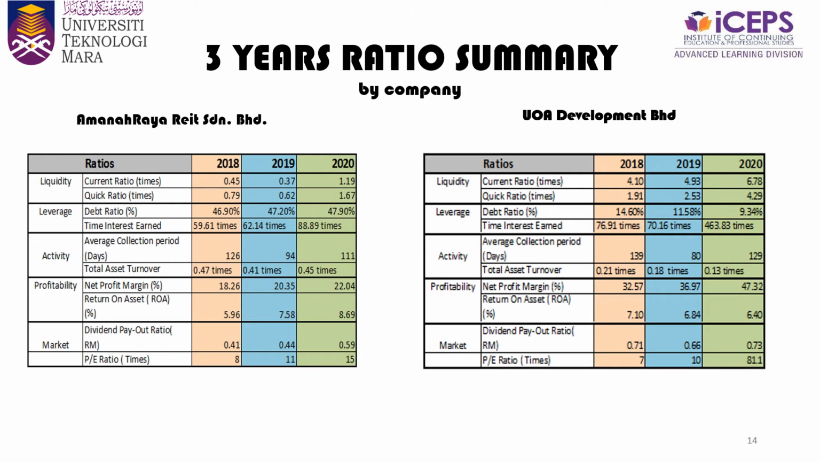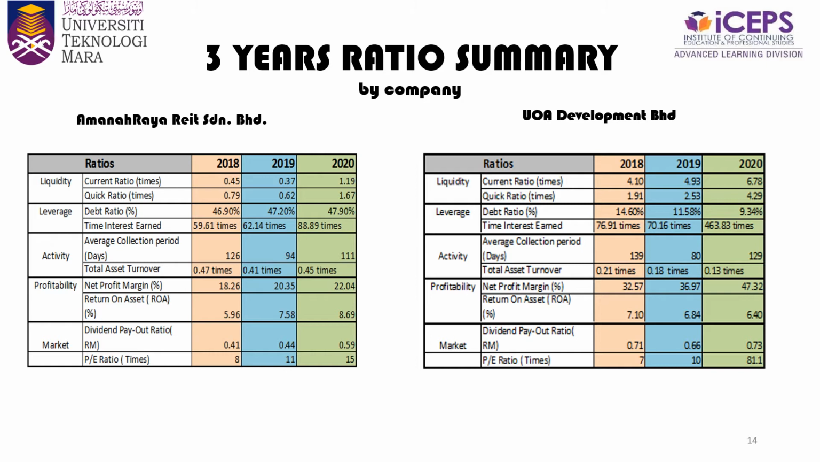On slide number 14, we include the 3 years ratio summary by company, and the first company is Amanah REIT Sdn Berhad, and the second is UOA Development Berhad.